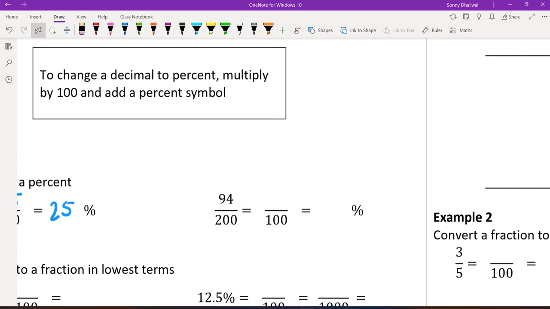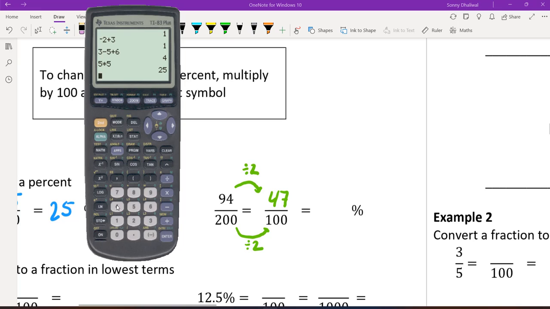What if I give you it out of bigger than 100? Yes, Logan? You would divide it. Yeah? You would half it. Yeah, you would half it. Right? So if we give 94 out of 200, we want to figure that out as a percent. Well, we want to make it out of 100. So go from 200 to 100. We need to half it. We need to divide it by 2.